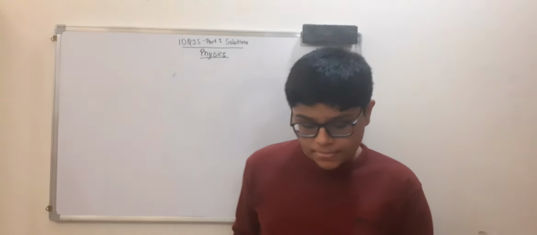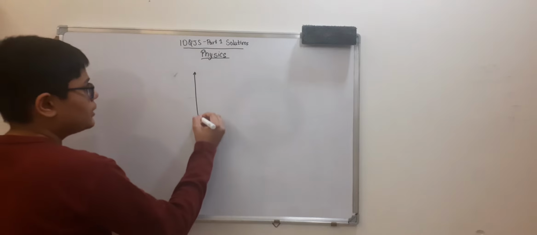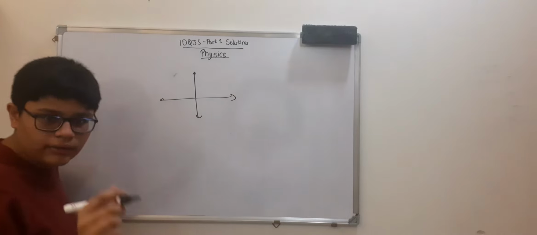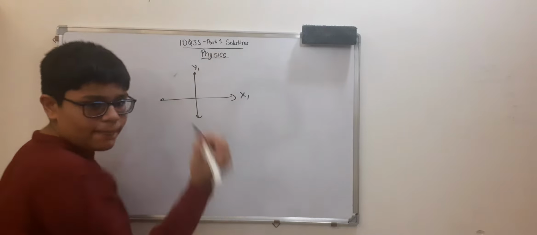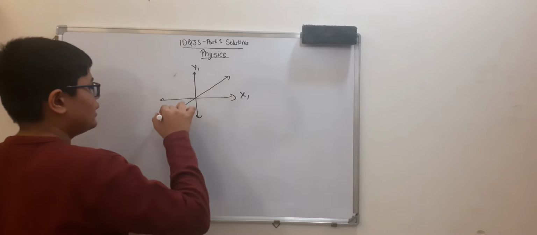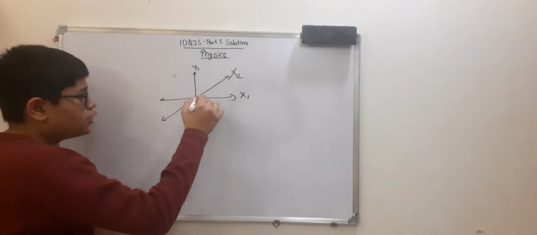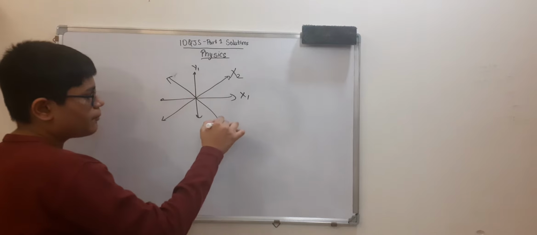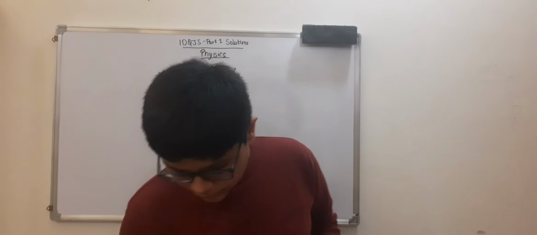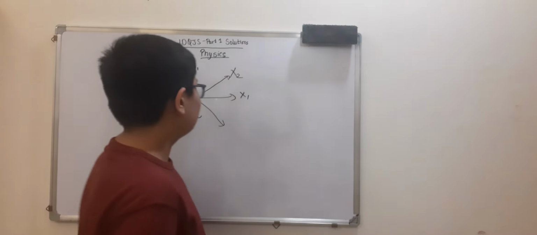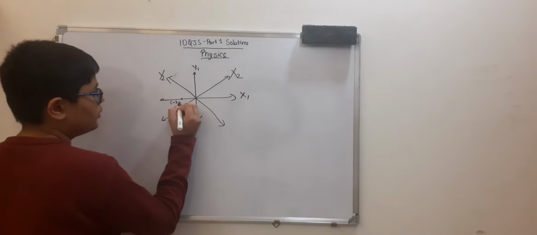So let's start. The first question says that we have a coordinate system here, and this is called S1, and then there is another coordinate system. Suppose this is x1 and this is y1, and then there is another coordinate system S2, and this is x2 and this is y2. All right. So in the question they have given that it starts from minus 2 comma 0 in S1, right? So it starts from here.